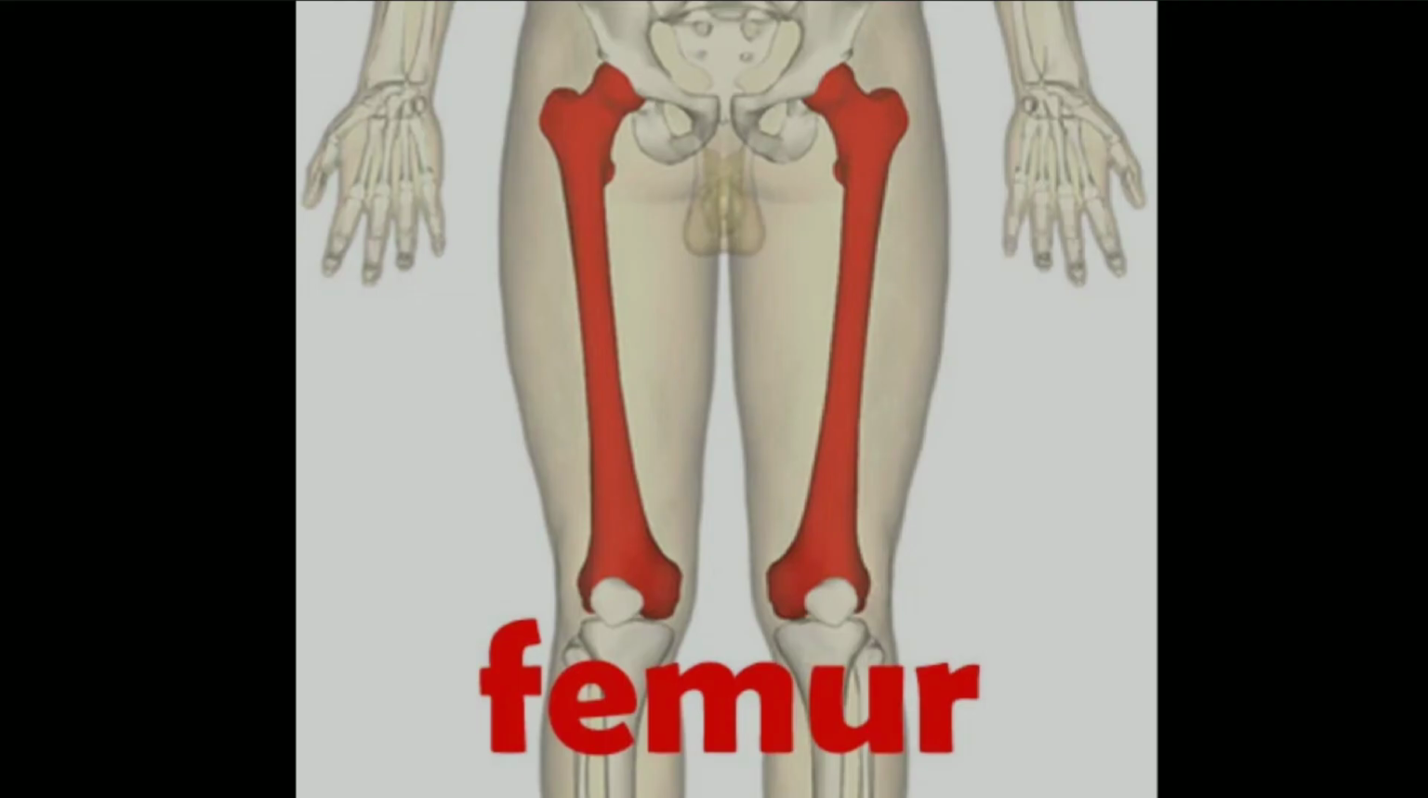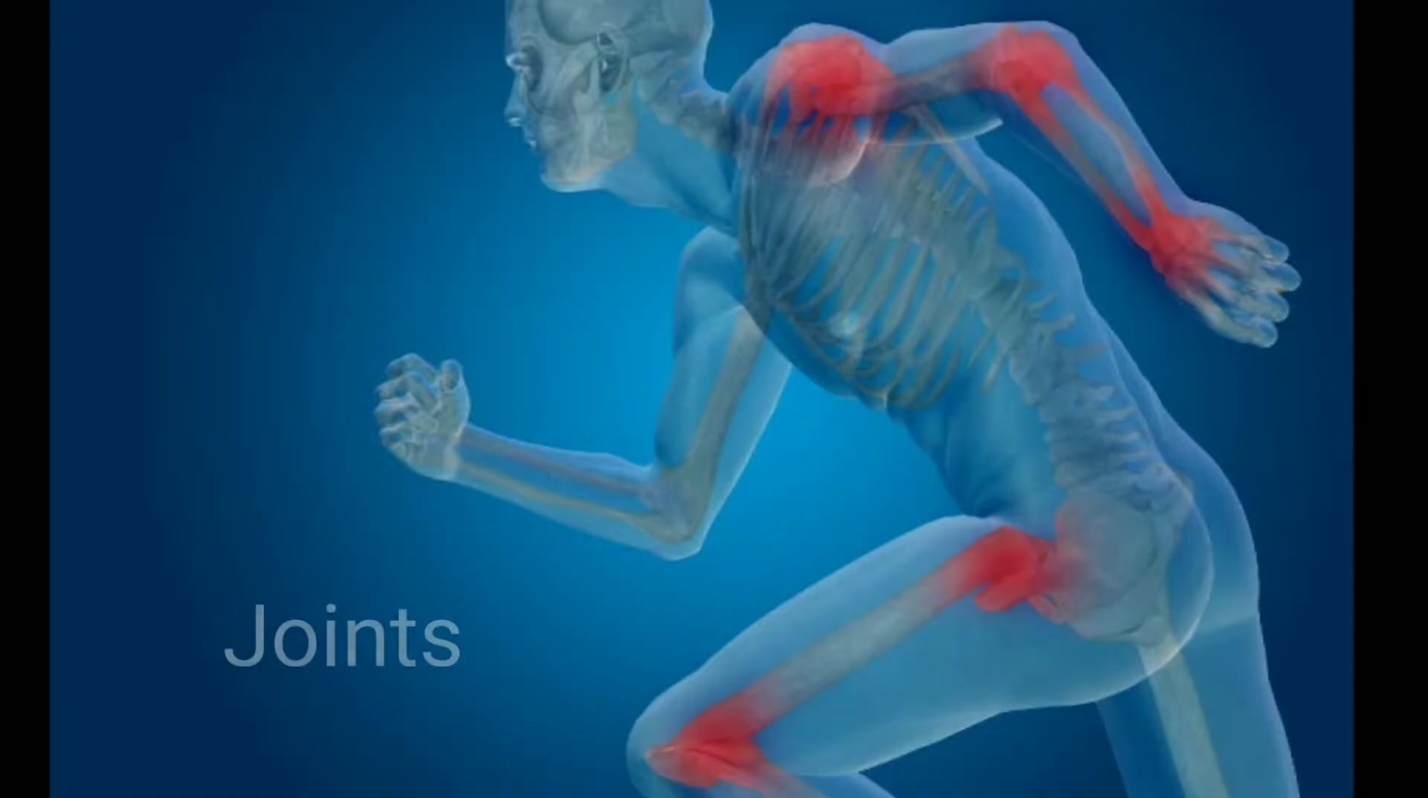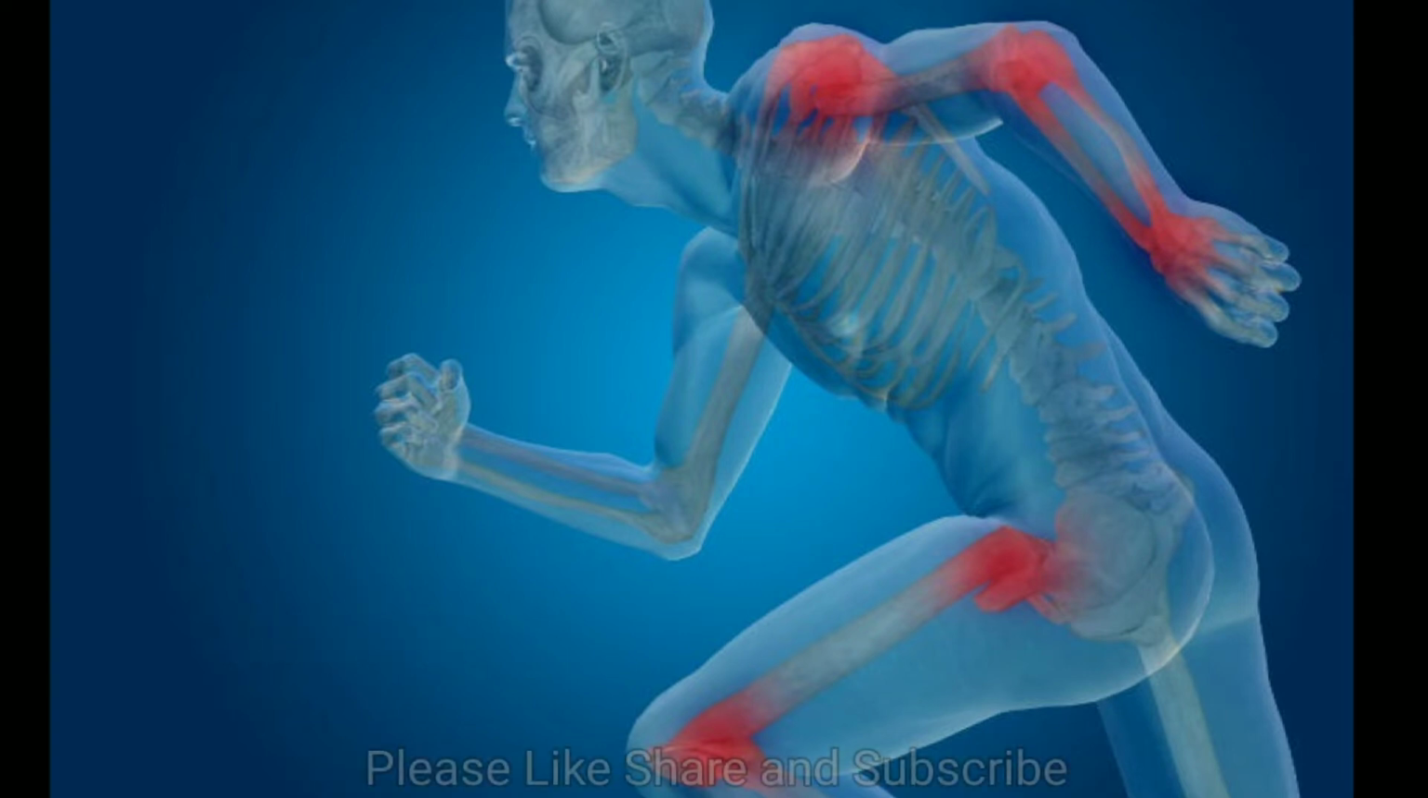In the human body, the longest and strongest bone is the thigh bone or the femur. The bones in our body are connected to each other by means of ligaments. Joints. Joints are the places where 2 or more than 2 bones are connected to each other.